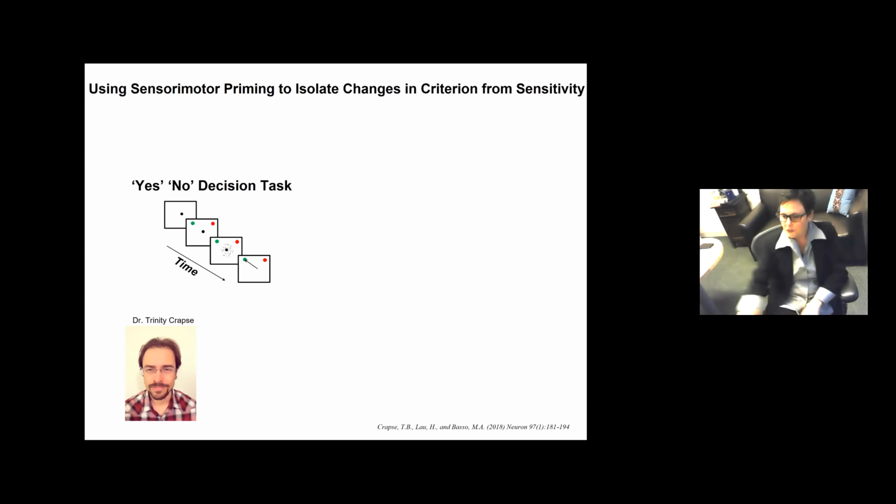So another very talented former postdoc in the lab, Dr. Trinity Crapse, did a really nice experiment where he tested this hypothesis, now using monkeys. He trained monkeys to make a simple decision task, what we call a yes-no decision task. He had monkeys fixate on a spot in the middle of the screen, and then two possible targets appeared, a green one and a red one. And then after a period of time, one of these glass patterns appeared.